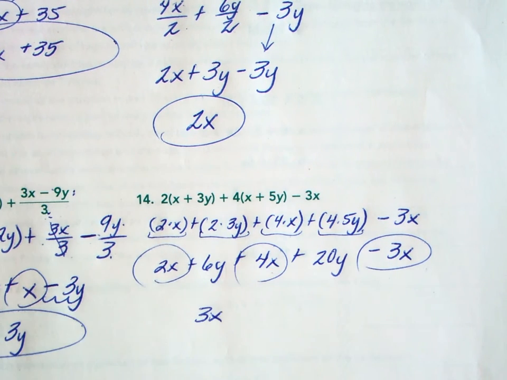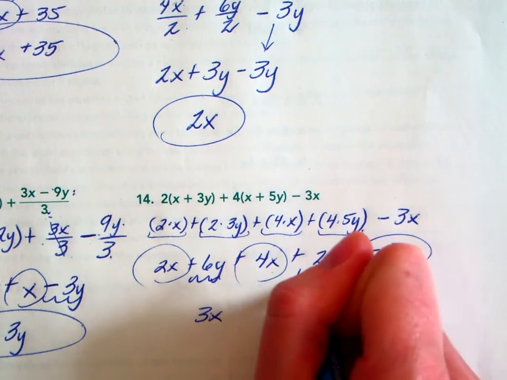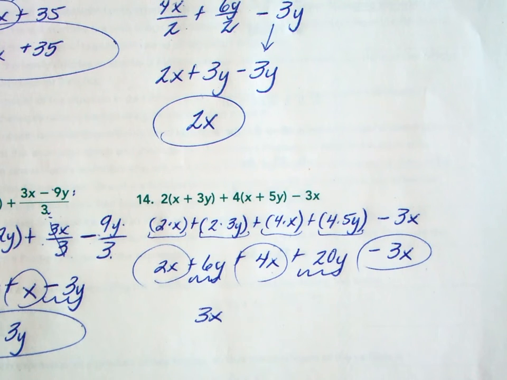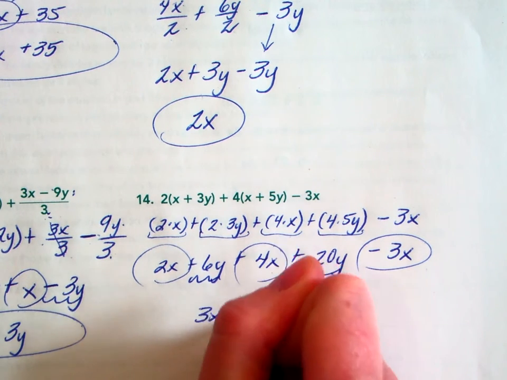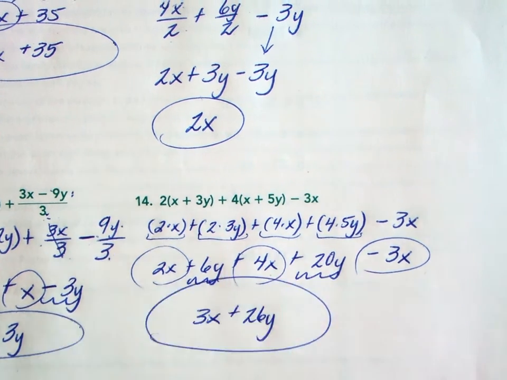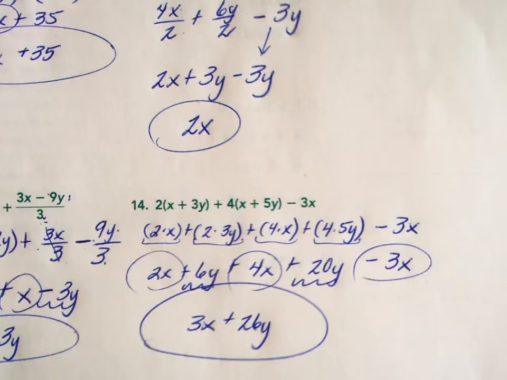I agree with you. Now we have some y's. We've got a positive 6y and a positive 20y. If we put those together, 26y. Can you make sure? Yep, that's it.